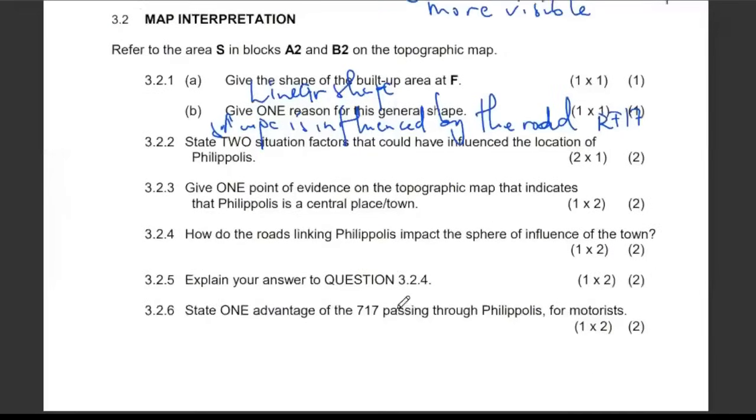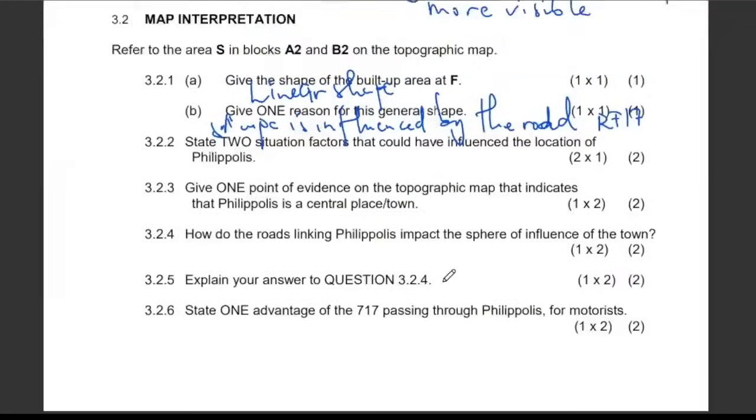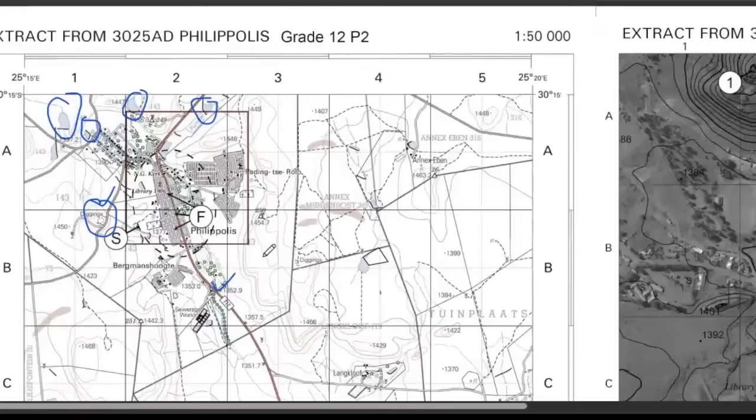Right, we go on to the next point. Give one point of evidence from the topographic map that indicates that Philippolis is a central place or central town. This is Philippolis. By a central place, we mean an urban area which is responsible for the supply of services and goods to the surrounding rural areas.